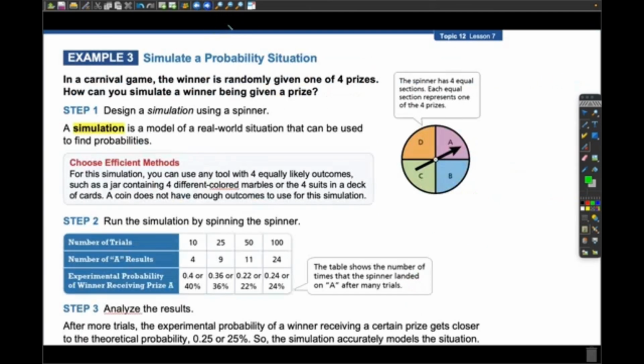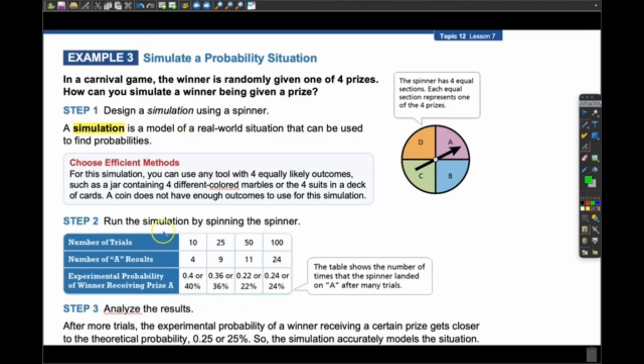All right. Example 3, almost done. So example 3, simulate a probability situation. In a carnival game, the winner is randomly given one of 4 prizes. How can you simulate a winner being given a prize? Okay, so we have a spinner, A, B, C, D. The spinner has 4 equal sections. Each equal section represents one of the 4 prizes. So step 1, design a simulation using a spinner. Boom, we got the spinner. We all good. A simulation is a model of a real-world situation that can be used to find probabilities.